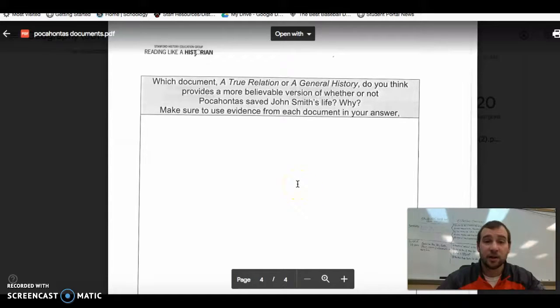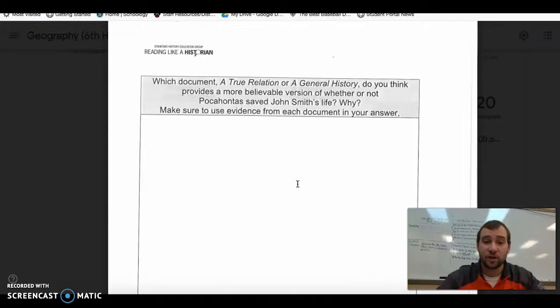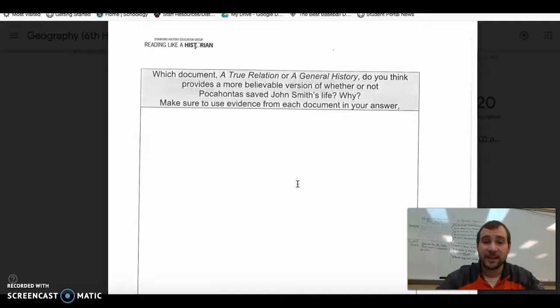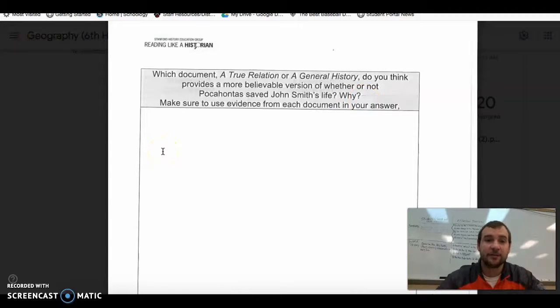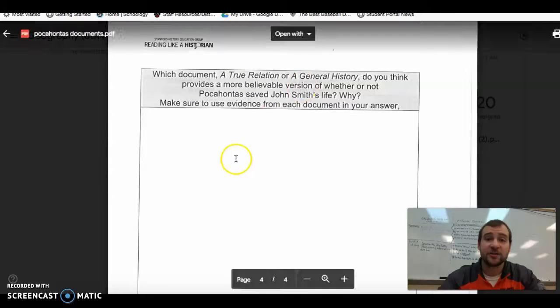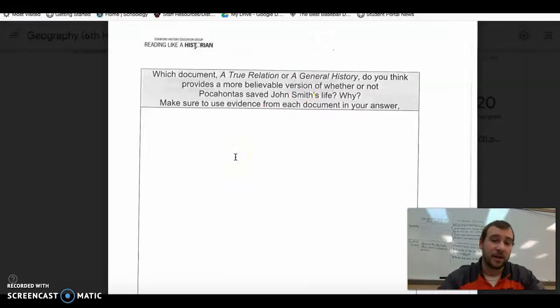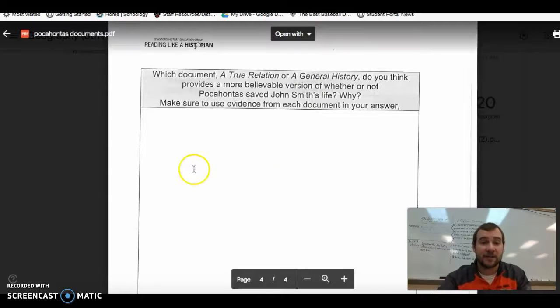It says, which document, A True Relation, which is document A, or A General History, which is document B, do you think provides a more believable version of whether or not Pocahontas saved John Smith's life, and why? The why is the important part. For your answer, it should be, I believe A True Relation depicts the truer picture because of, and whatever comes after because of, that's what I'm looking for. I'm always looking for the why. You could also say, I believe A General History gives a more believable account of Pocahontas saving John Smith's life because, and again, that's what I'm looking for. This one should be maybe 5 sentences.